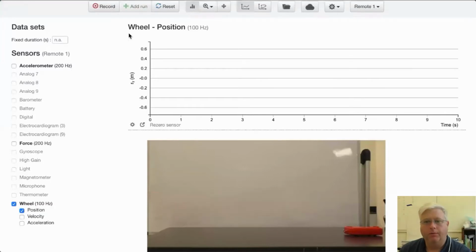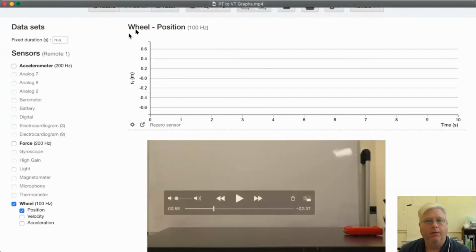Here we can see I have the iOLAB device on a table, and I've got the wheel sensor checked off. Under wheel, you can choose position, velocity, and acceleration. It will map position versus time, which is what's showing here. You can also see a velocity versus time graph if you check that one off, and an acceleration versus time graph if you check that one off. I'm just going to have position versus time first, and we'll see what happens. I'm going to show you how I make that graph.